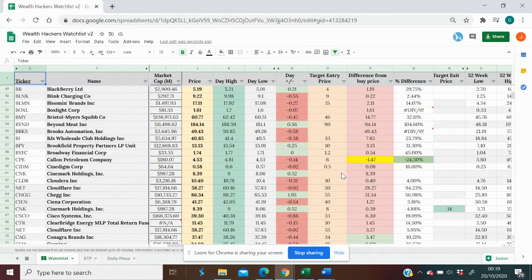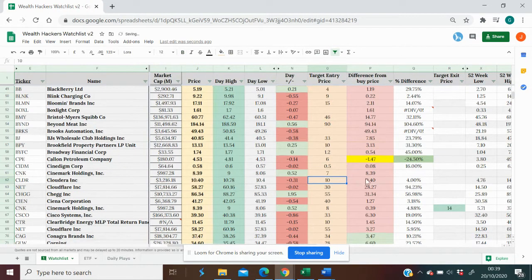So for example, let me just change this. I'm going to make a swap. The good thing about this watch list is that it's tracking the prices of the stocks live with Google. So let's look at this here. For example, you've got Cinemark here and it's at 839. So if we have it below 839, let's just call it 7, nothing happens. It's just telling us that we've got 139 to go.